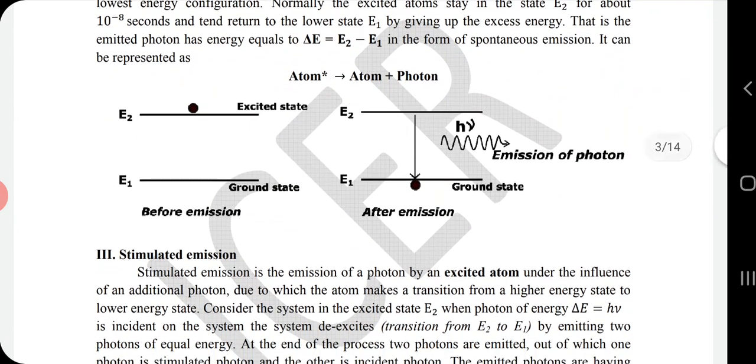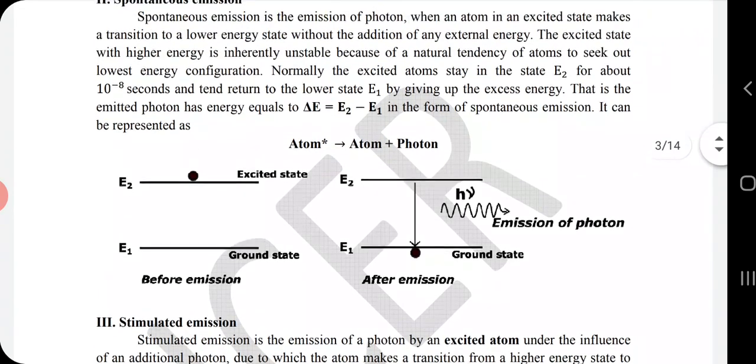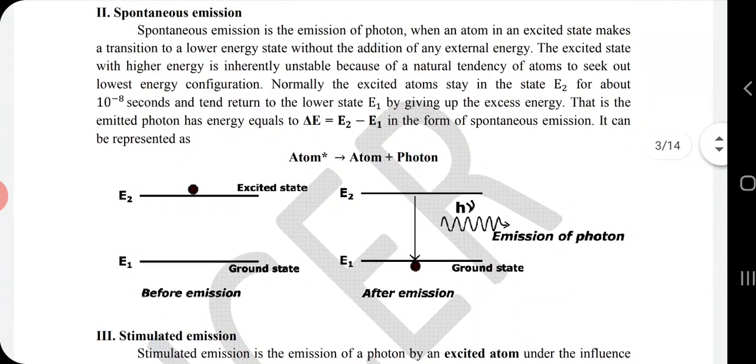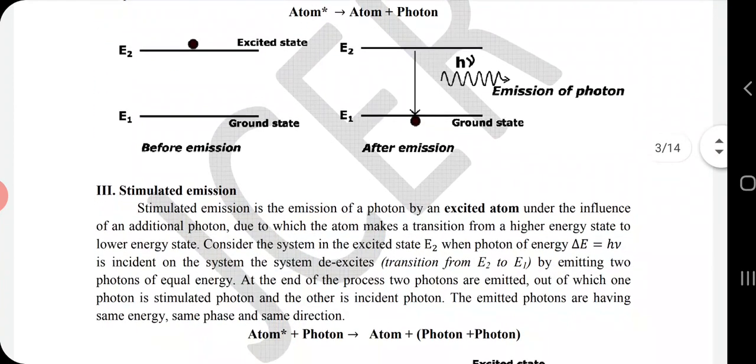This process is called spontaneous emission because it is happening spontaneously. It is absorbing and then emitting the h nu. So the equation can be written as atom star equals atom plus photon. The excited atom is represented as atom star. When it undergoes spontaneous emission, we get back the atom, and one photon is emitted from the atom.